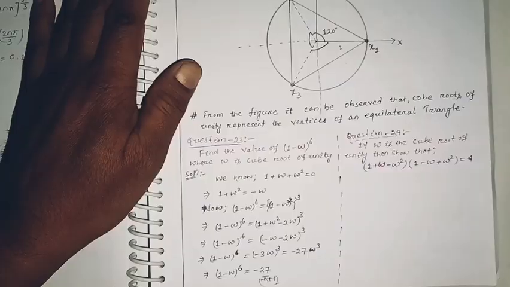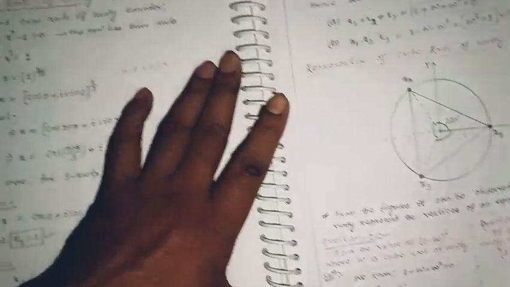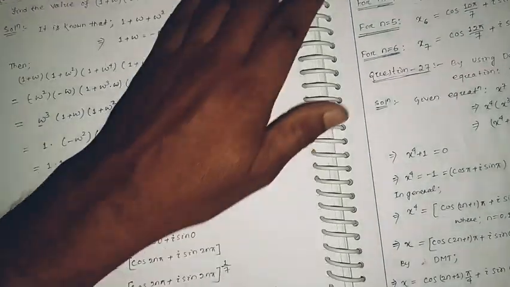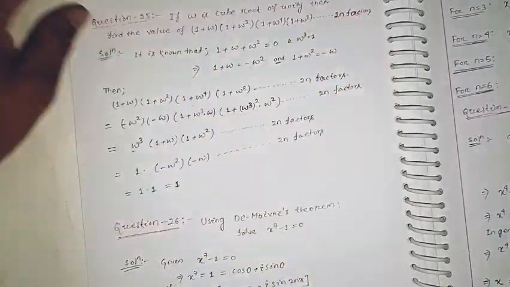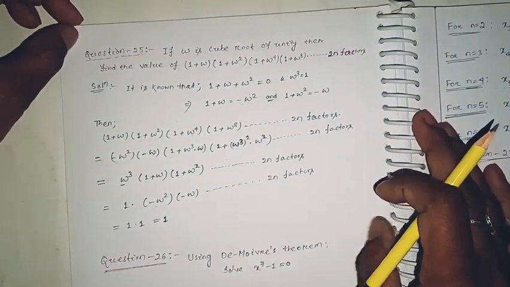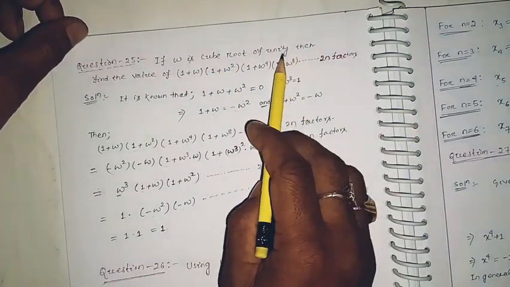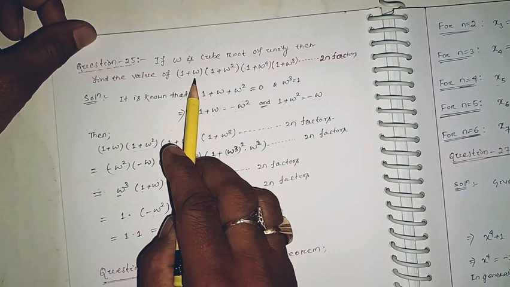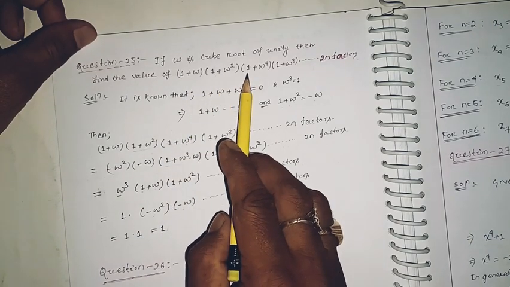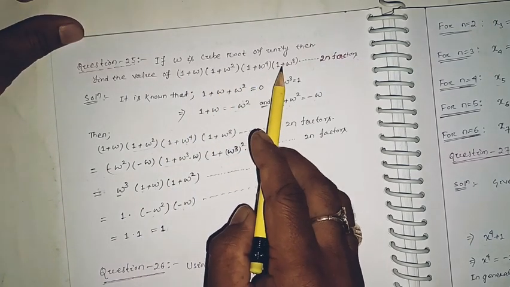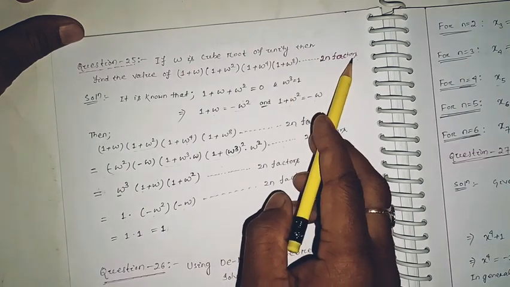Okay. Now we are going to go for the next question, that is question number 25. Question number 25 is, if omega is a cube root of unity, then find the value of 1 plus omega into 1 plus omega square into 1 plus omega to the power 4 into 1 plus omega to the power 8, up to 2n factors.